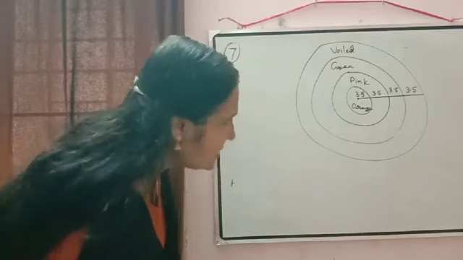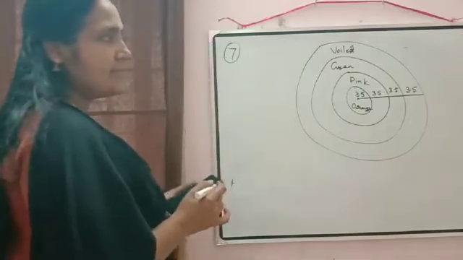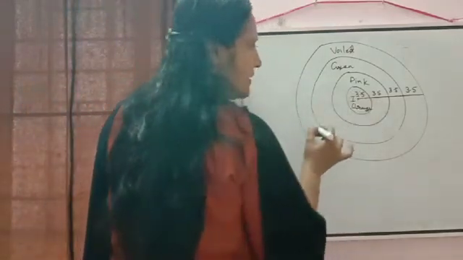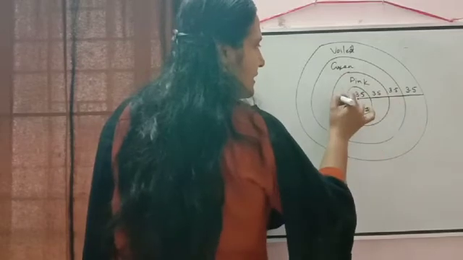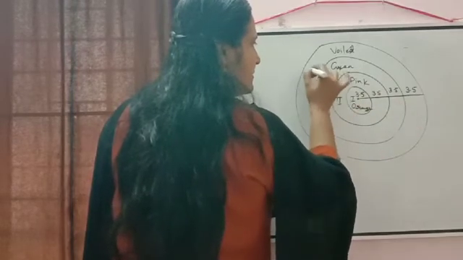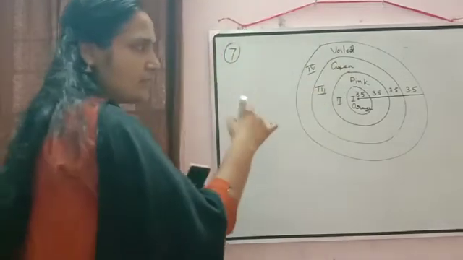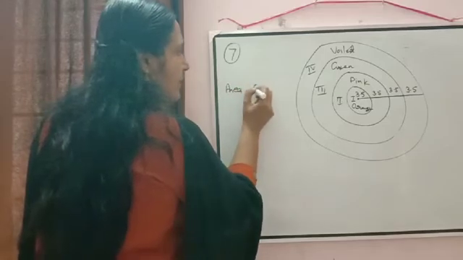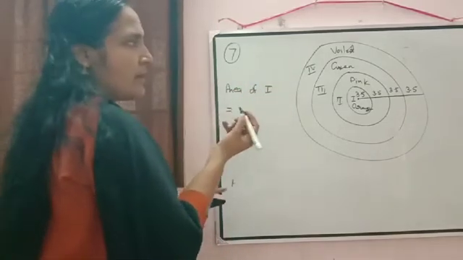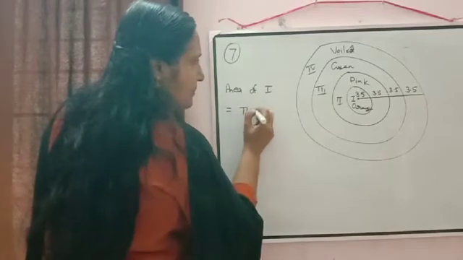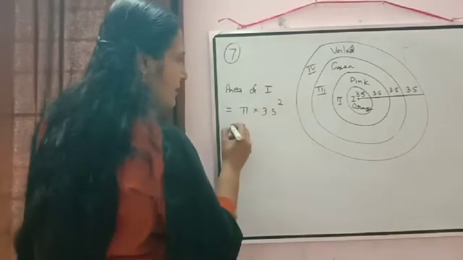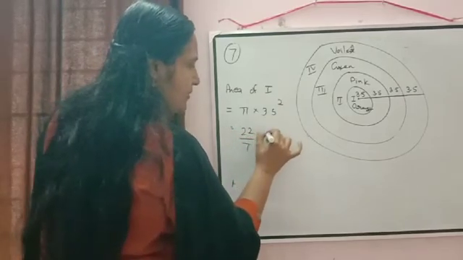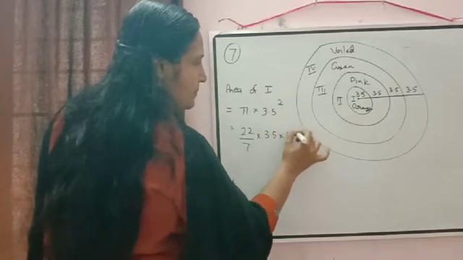Now it is asked to find the area of each region. So we will start with the orange region. Shall I name them first, second and third? This is the first region we have, this is the second region, third, and this one is fourth. First we are calculating the area of the orange region. Area of first region is equal to pi into r square, so pi into 3.5 square. Value of pi is 22 by 7, so 22 by 7 into 3.5 into 3.5.